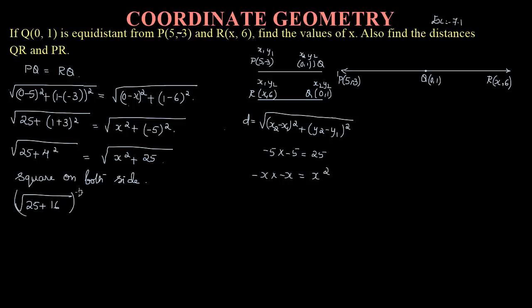Then I'm squaring it, which equals x square plus 25, and here also I square it. So what are you going to get? This square and this square root get cancelled, this square and this square root get cancelled. So what are you remaining with? You are remaining with 25 plus 16, which is equal to x square plus 25.